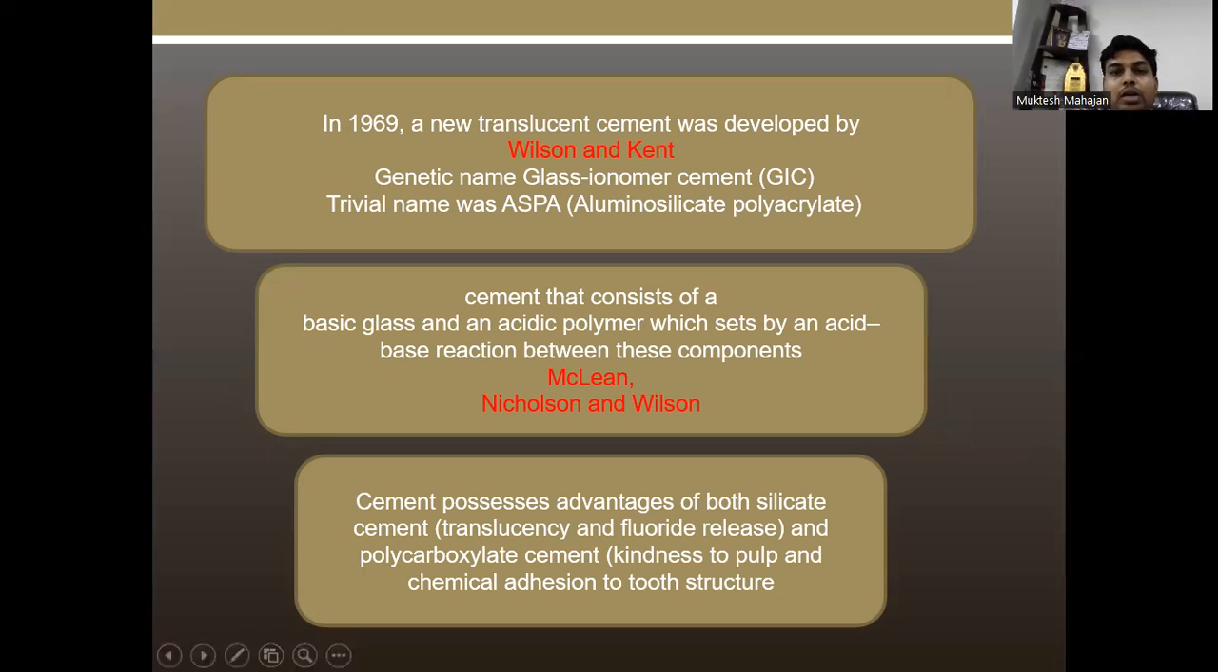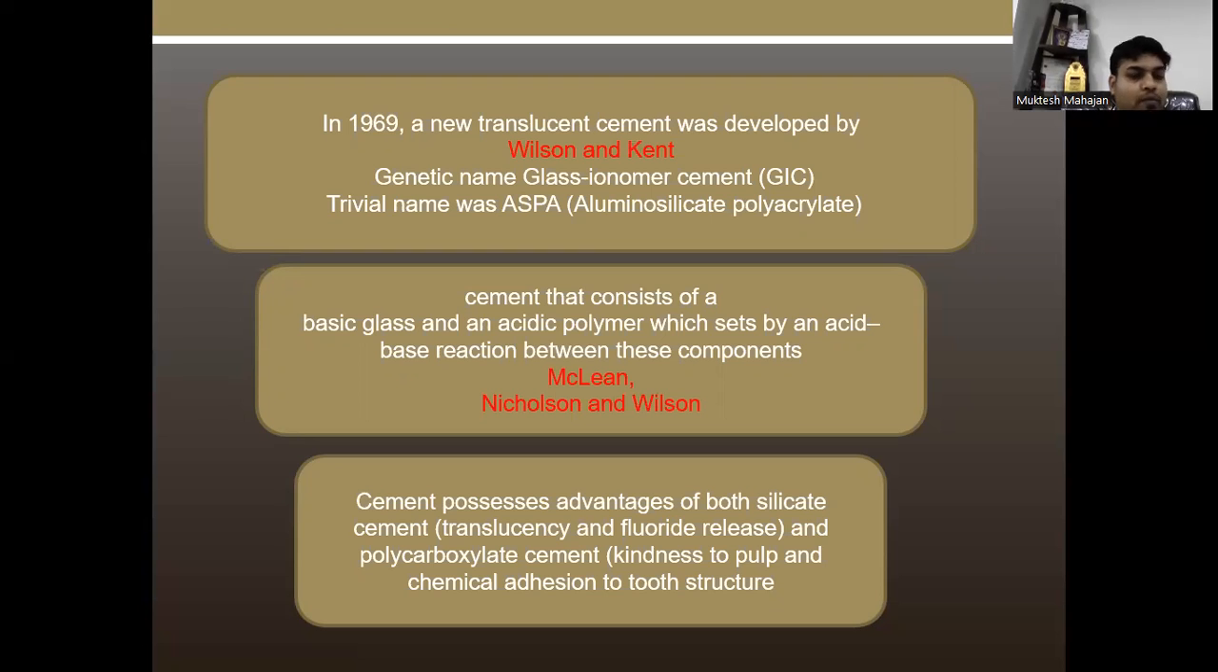The generic name is glass ionomer cement; the trivial name was ASPA, the aluminosilicate polyacrylate cement, which consists of a basic glass and an acidic polymer that sets by an acid-base reaction between these components, as given by McLean, Nicholson, and Wilson. The cement possesses the advantages of both silicate cements, the translucency and the fluoride release, and polycarboxylate cements, the kindness to the pulp and the chemical adhesion to tooth structure.